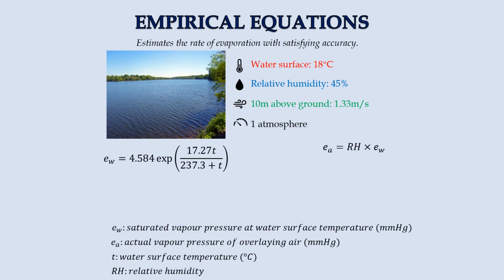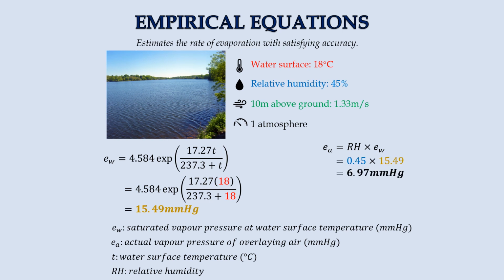First, we should determine the values for vapor pressure, namely EW and EA. Given the temperature of water surface, we can calculate EW by using this equation. The unit for the obtained value is millimeter of mercury. When T equals 18 degrees Celsius, EW would be 15.49 mm of mercury. The value of EA, on the other hand, can be calculated simply by multiplying EW with relative humidity. In this example, EA equals 6.97 mm of mercury.